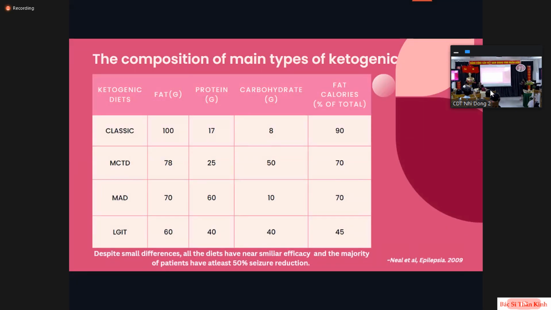So I think this is just a table to show you the different composition of the 4 different diets that we spoke about. And you can see that the total fat content of the classical ketogenic diet is extremely high and your protein carbohydrate content is low. This is followed by the MCT and MAD with 70% of the diet comprising of fat, but a little bit more liberal with regards to the carbohydrate and protein in MCT-KD. In MAD, the protein is liberal, but the carbohydrate is still restricted. So despite small differences, all diets have almost similar efficacy and majority of patients have at least 50% reduction.